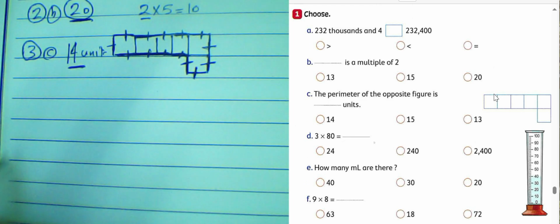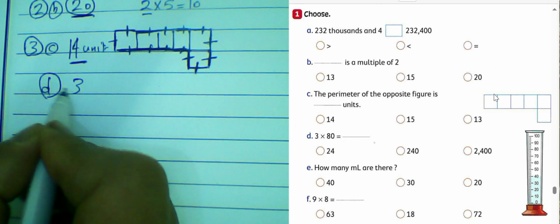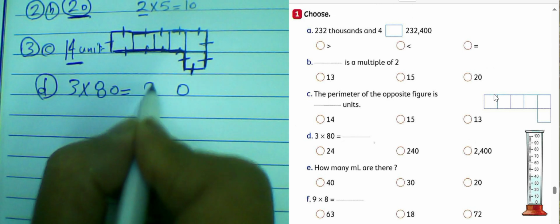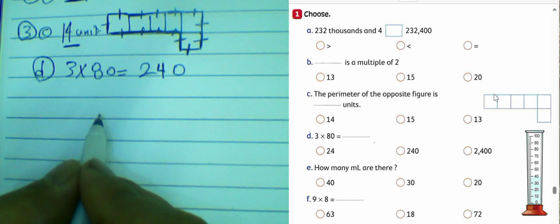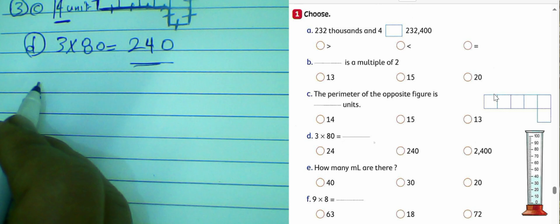In the letter C, letter D, we have 3 product by 80. Write 0 and 3 times 8 equals 24. The result will be 240. Question letter E.